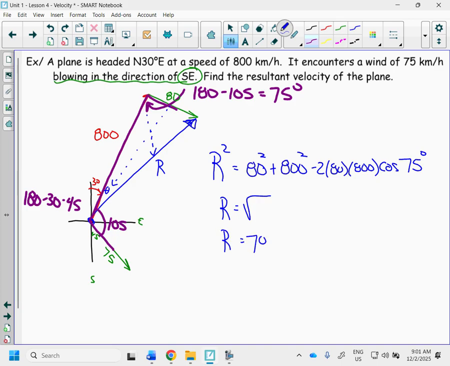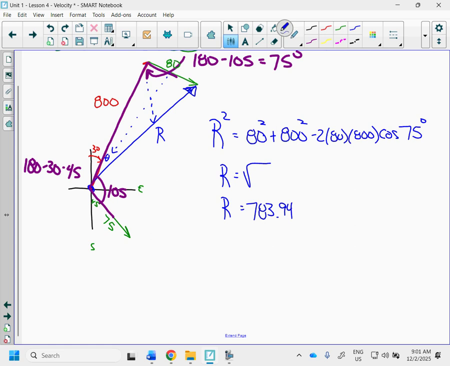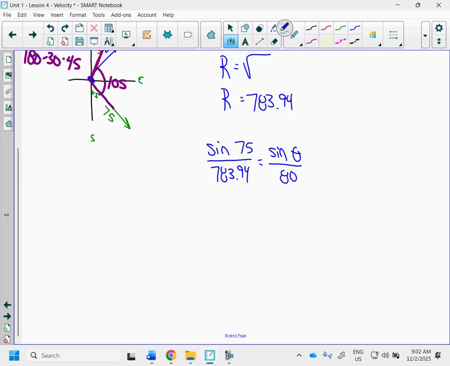And I got 783.94 speed. We're talking about velocities. We need direction. So I can also use my sine law, and this is our typical idea here. The sine of our angle goes with the speed across from it, and the sine of the angle I want, which is this one here in the corner, is across from the speed across from it. We're going to partially cross multiply, so bring the 80 up. It gives me sine theta.